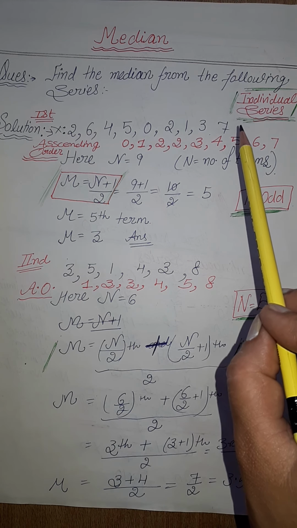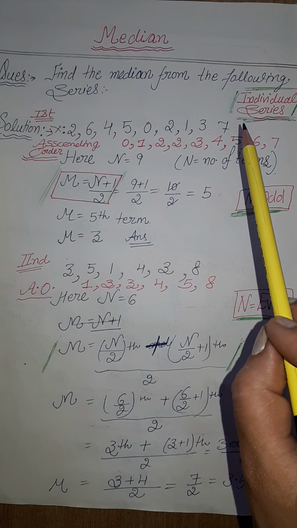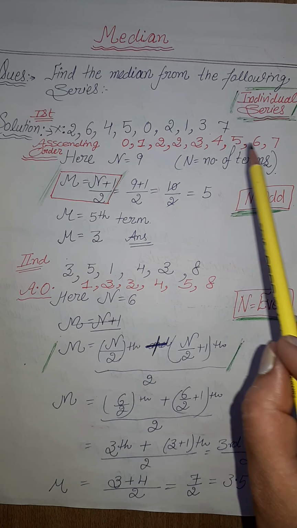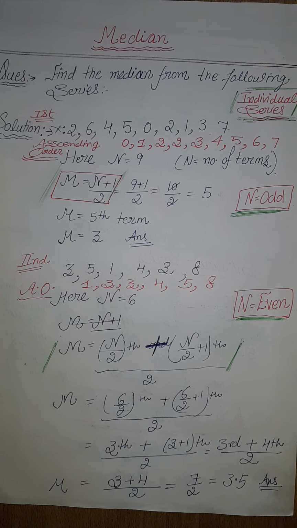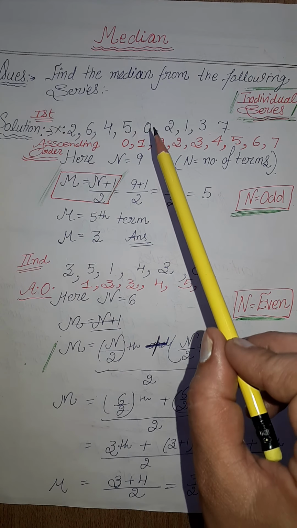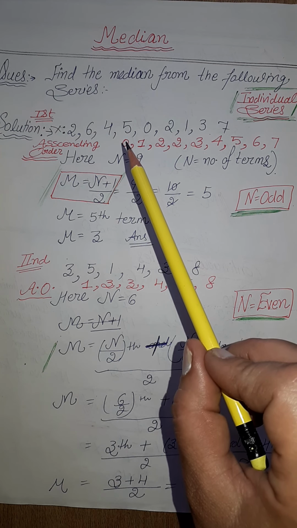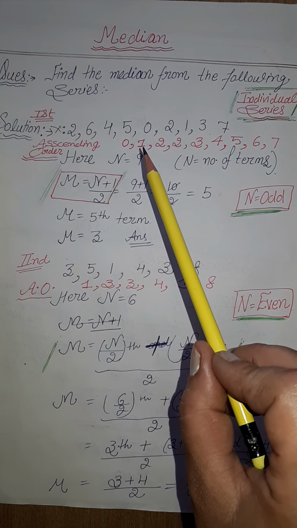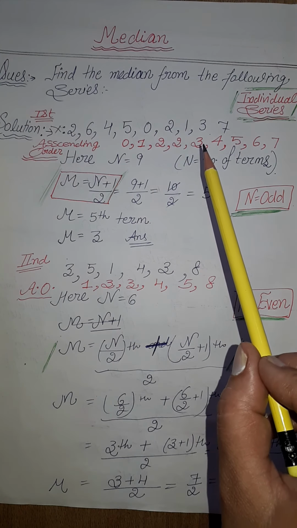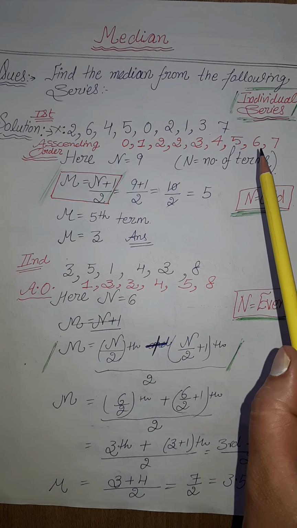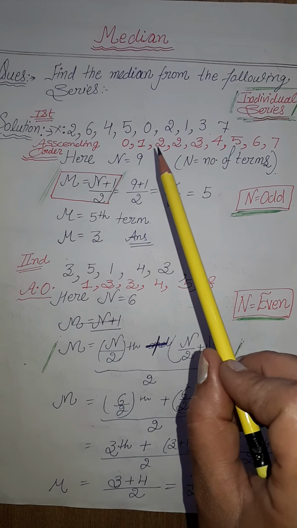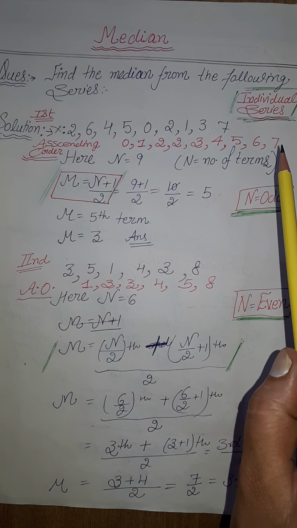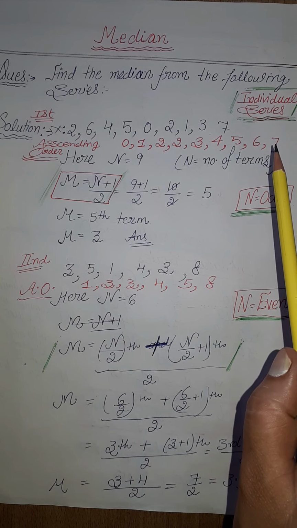To calculate the value of median, first of all we write all these terms in ascending order. In this order, firstly we write the smallest term. Smallest term is 0. And we write the terms in their increasing order. After 0, we write here 1, 2, 2, 3, 4, 5, 6, 7. We write all the terms in ascending order. This is the first step to find the median.